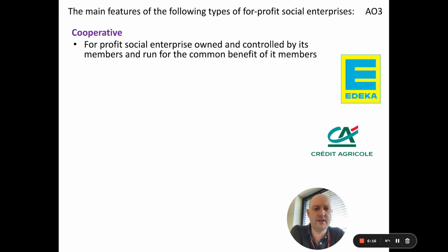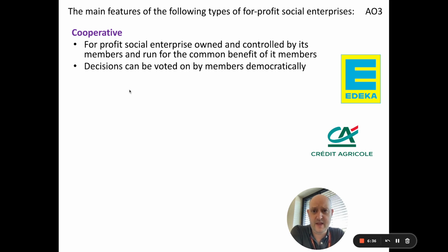Next is a cooperative. And cooperative, this definition is, I don't like this definition very, very much. So these are for-profit social enterprises. They are owned and controlled by its members and run for the common benefit of all of its members. That's a really, really confusing definition, but when I give examples, hopefully this will make a bit more sense. And decisions can be voted on by members democratically. So the members of the business can vote democratically.